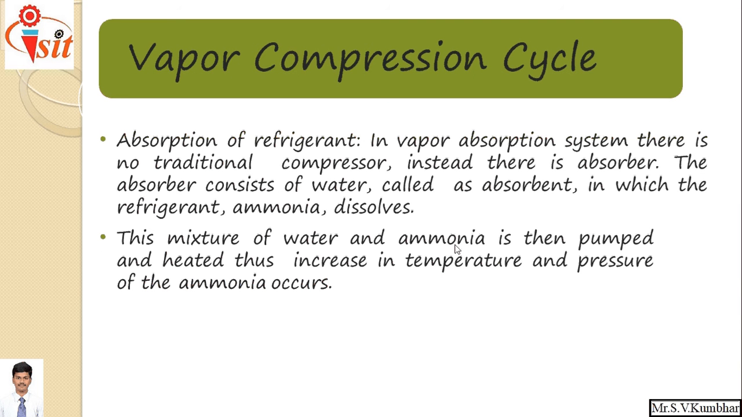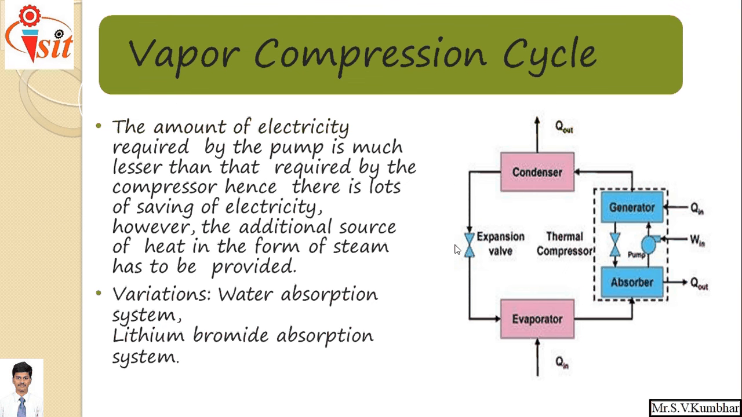So, absorption of refrigerant. In the absorption system, there is no traditional compressor. The compressor is replaced by an absorber and a generator. We have already studied this. So instead there is an absorber. The absorber consists of water, that is called the absorbent, in which the refrigerant ammonia dissolves. This mixture of water and ammonia is then pumped and heated with the help of waste heat energy, due to which there is an increase in temperature and pressure of the ammonia. So again, this is the vapor compression cycle, which works on electricity, that we use in domestic refrigerators as well as chilling systems.